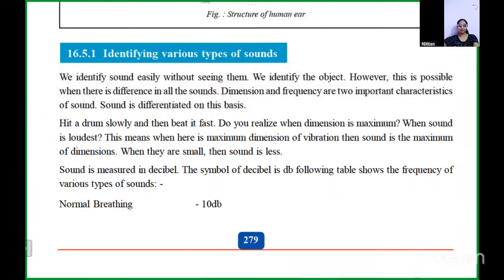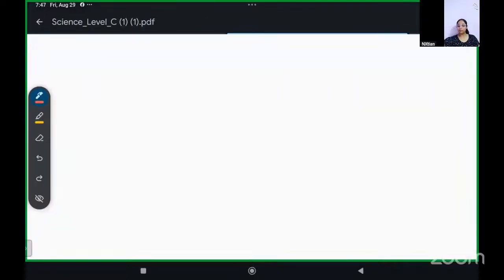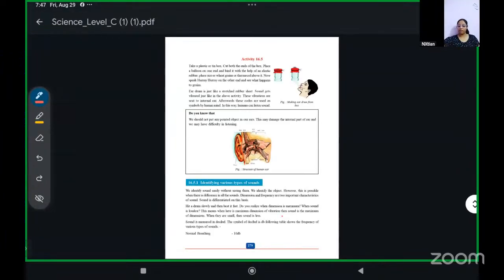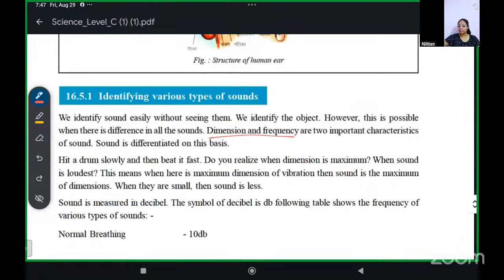Now, there are two important characteristics of sound: dimension and frequency. Sound is differentiated on this basis. The difference in the sound is on the basis of its dimension and on the basis of its frequency.